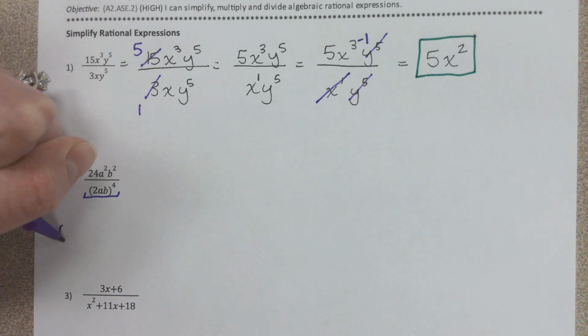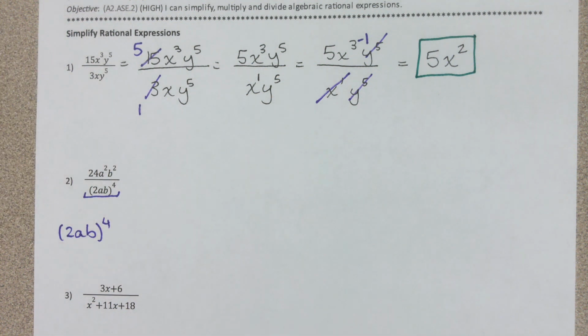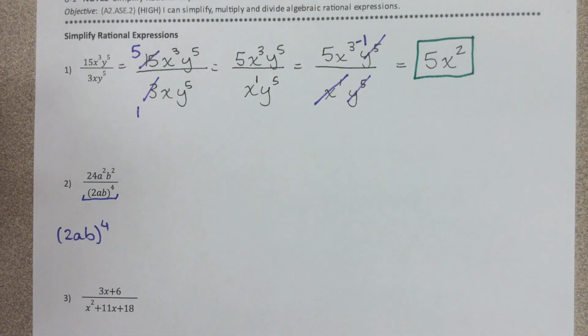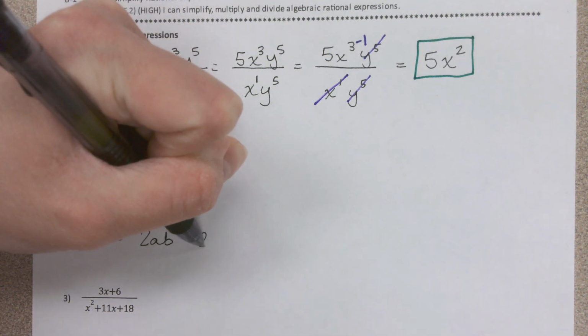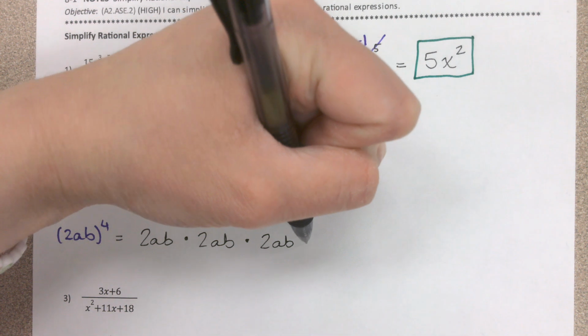So I'm going to drop down and give myself a little bit of workspace. Reminder, when you have an exponent, that's how many times you're going to multiply it by itself. So I'm going to write 2ab out 4 times. That's how many times you have to write it. And this is multiplication. So we have 2ab times 2ab times 2ab times 2ab.